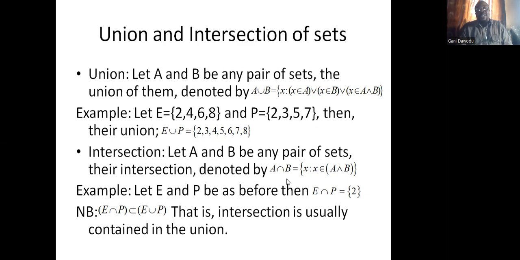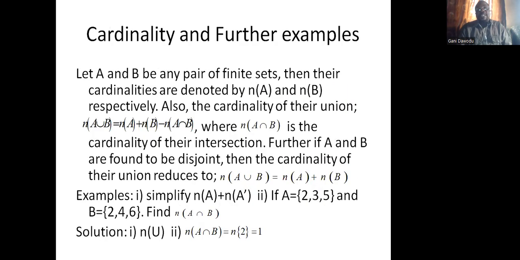The intersection is denoted by A cap B and is a collection of elements that are both in A and B. Let A and B be any set. If you look at the intersection of E and P, it will be singleton 2. But note that the union always contains the intersection.